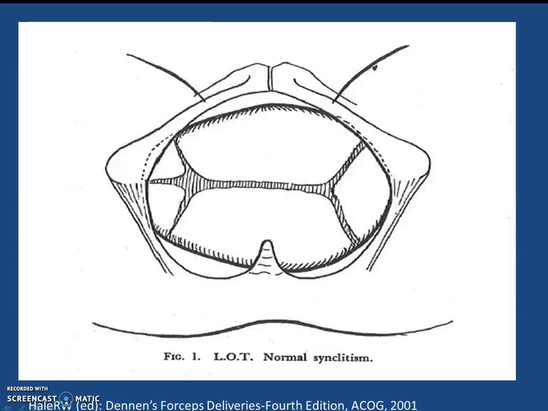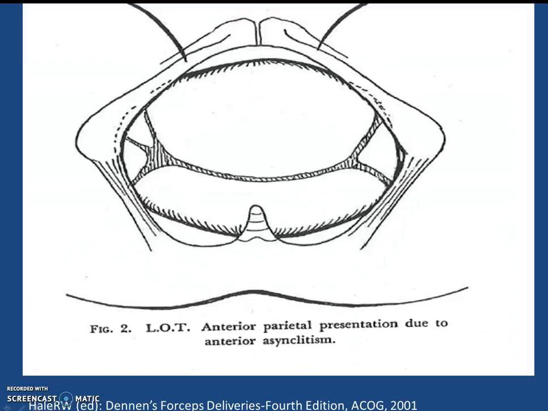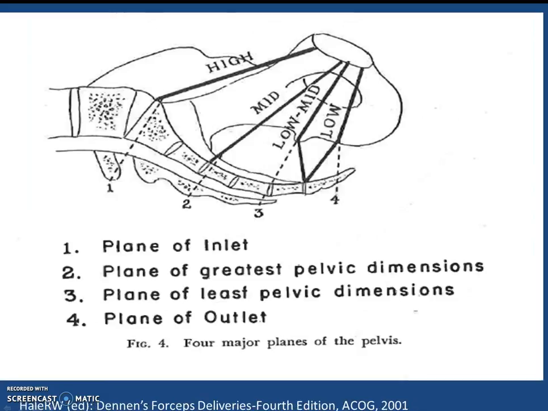In examining the patient, again, you should know where the fontanelles are. As shown here, you can see the posterior and anterior fontanelle with an LOT presentation with normal synclitism. Occasionally, you'll have some minor degree of asynclitism, as shown here, anterior asynclitism. When this occurs in either an LOA or ROA presentation, that can often be corrected fairly readily with the use of the outlet forceps.